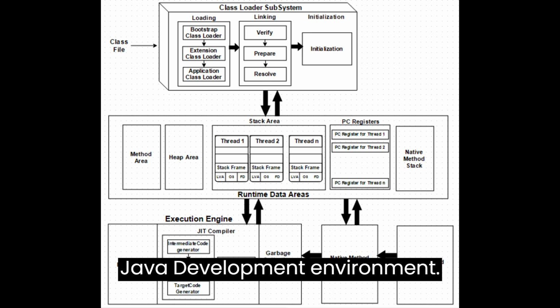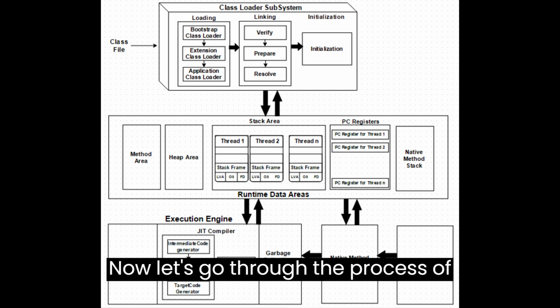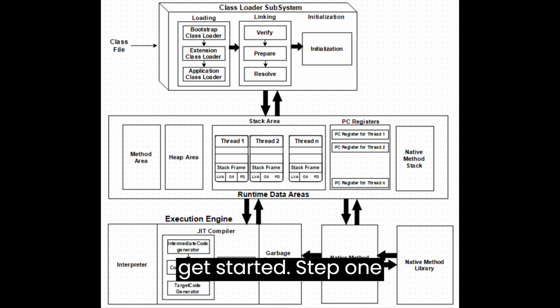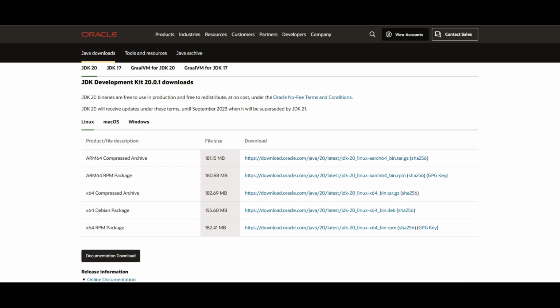Setting up the Java development environment. Now, let's go through the process of setting up your Java development environment. Follow these steps to get started. Step 1. Download JDK, Java Development Kit.